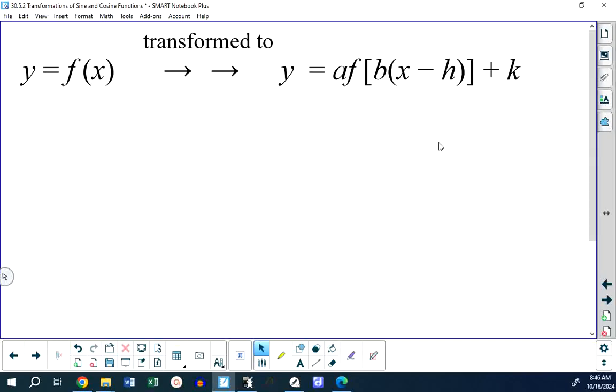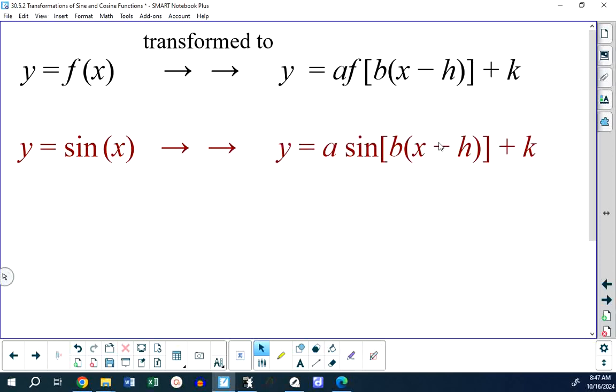So if we take this template and we apply it to sine of x, this sine of x is f of x. And what a f of b bracket x minus h bracket plus k means is a times f of b bracket x minus h. So we're going to put b bracket x minus h in for x, and then you add the k afterwards. We've talked about this numerous times, that if f of x was not, say, sine x, but if f of x was x squared, then it would be in brackets b times x minus h squared.